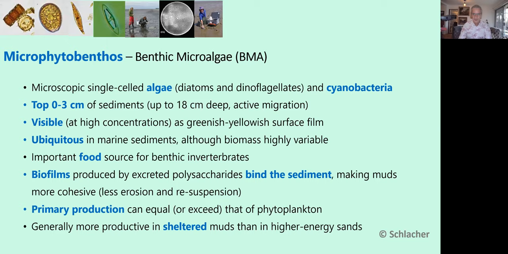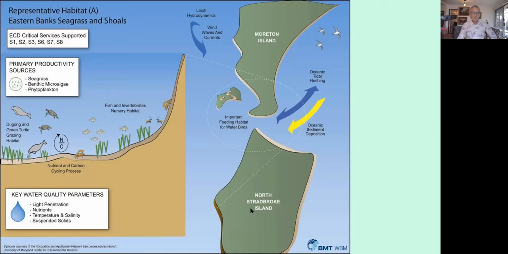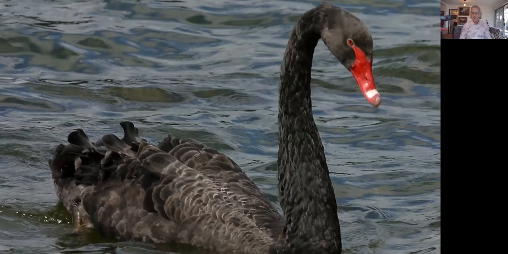And so those biofilms essentially sit at the surface of the mud and they bind the sediment together. That can be very, very important in terms of the primary production, and it can equal that of phytoplankton. Now, the other thing which people usually like to preserve, a primary producer in estuaries or in shallow water, has to do with the sediment.